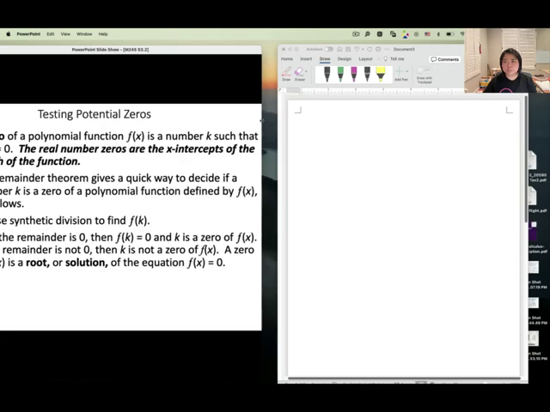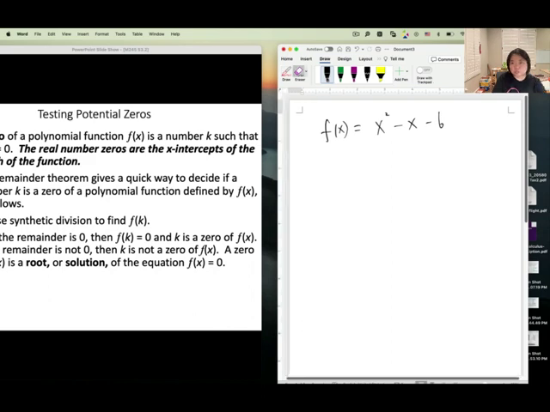Let me give you guys a simple example. For example, I have f of x equal to x squared minus x minus 6. Let's say I plug in f of 3. So I plug in here 3 squared minus 3 minus 6. So that will be 9 minus 3 minus 6, which is going to be equal to 0. So by the remainder theorem, f of 3 equals 0, then 3 will be my x-intercept.